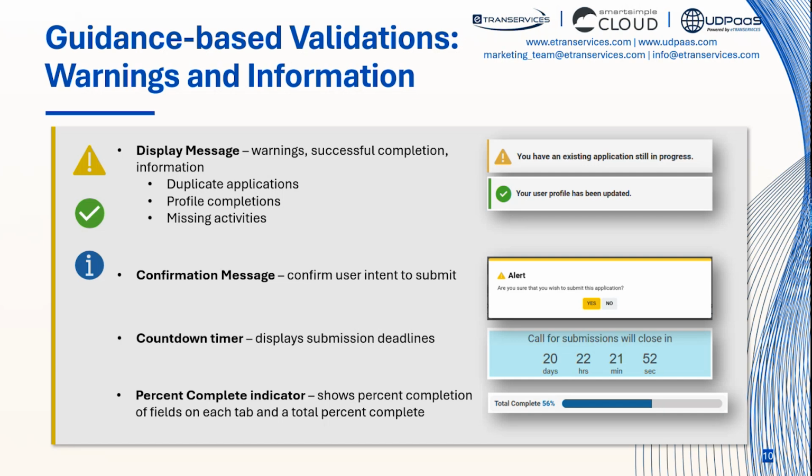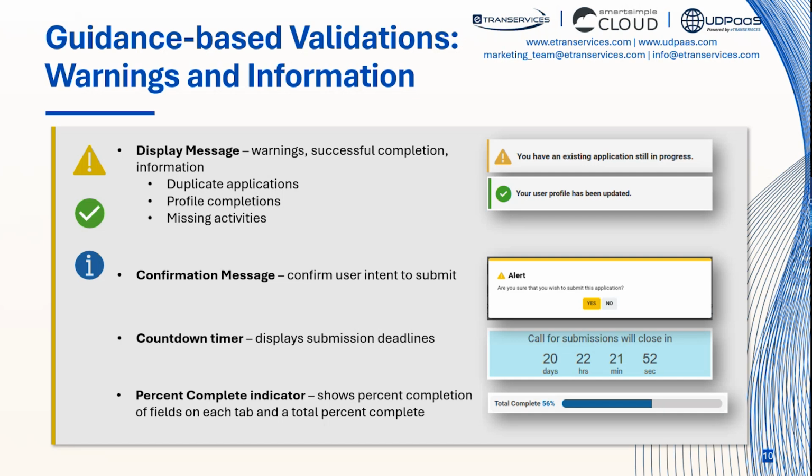Guidance-based validations aren't strictly validations in the traditional sense. They won't block an application from being completed or submitted. Instead, they'll provide real-time feedback, warning users about potential issues and offering corrective guidance as needed. These validations help maintain data integrity throughout the application process, also without interrupting the user's workflow.